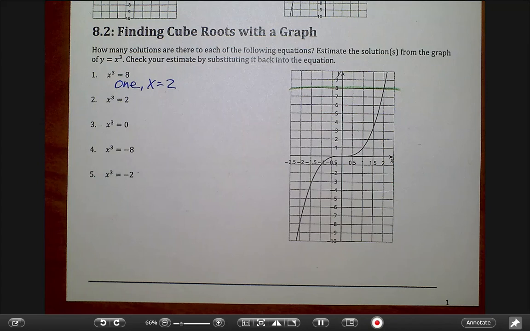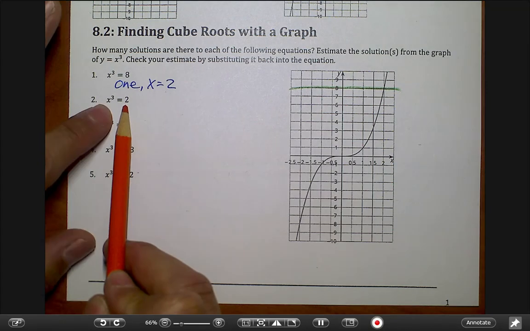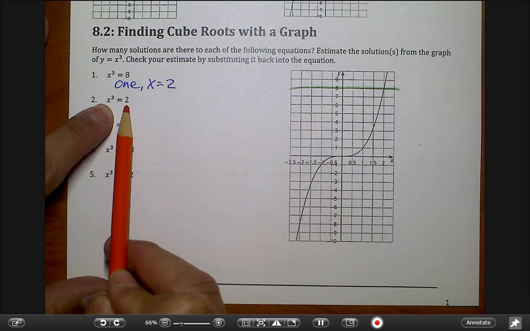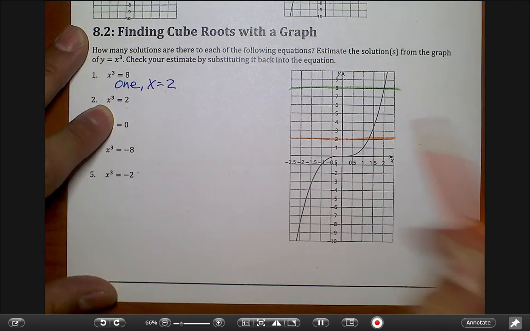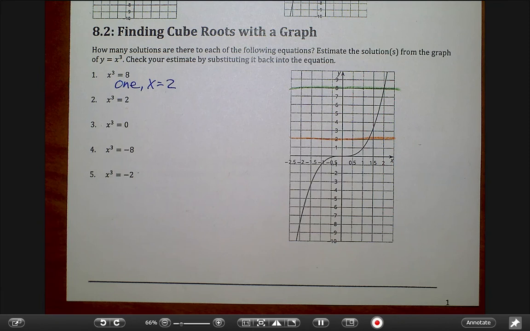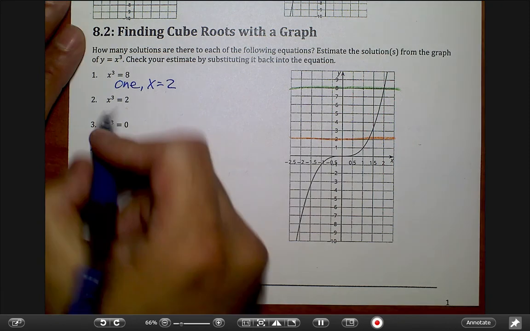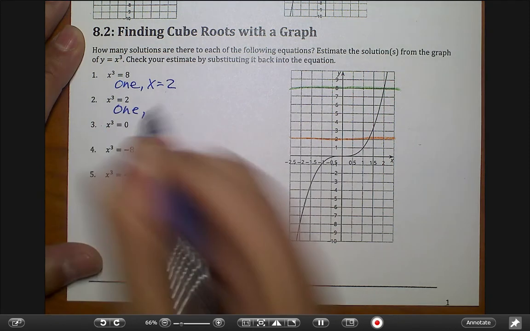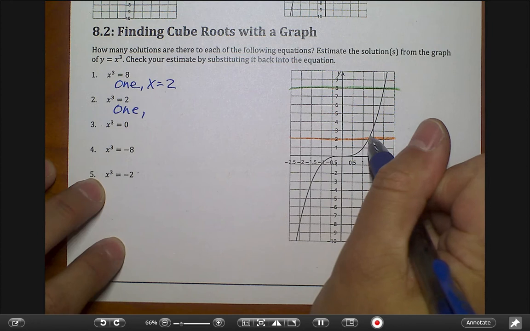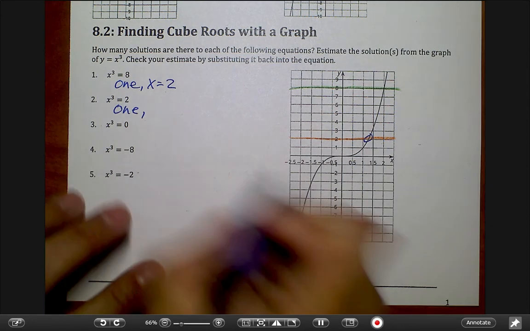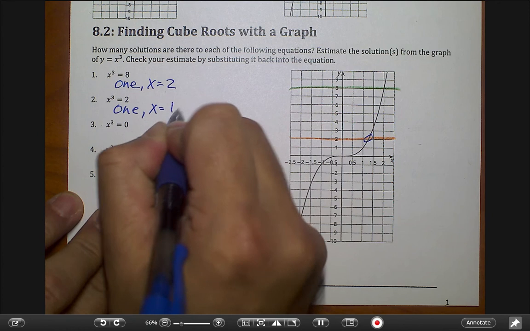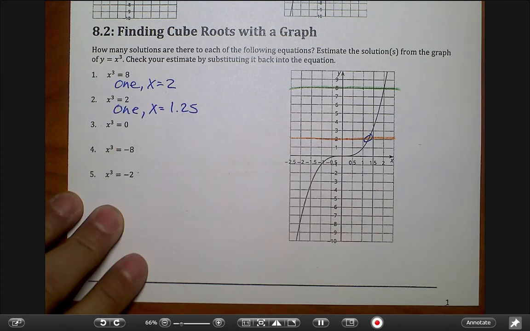Now let's look at the next one. Same thing, I'm going to find my line at number 2, which is right here. How many solutions do I have? I only have one solution. And with that one solution, what do you think it is going to be? 1.25? Okay. X equals 1.25. Very good. We're picking it from the graph, right?